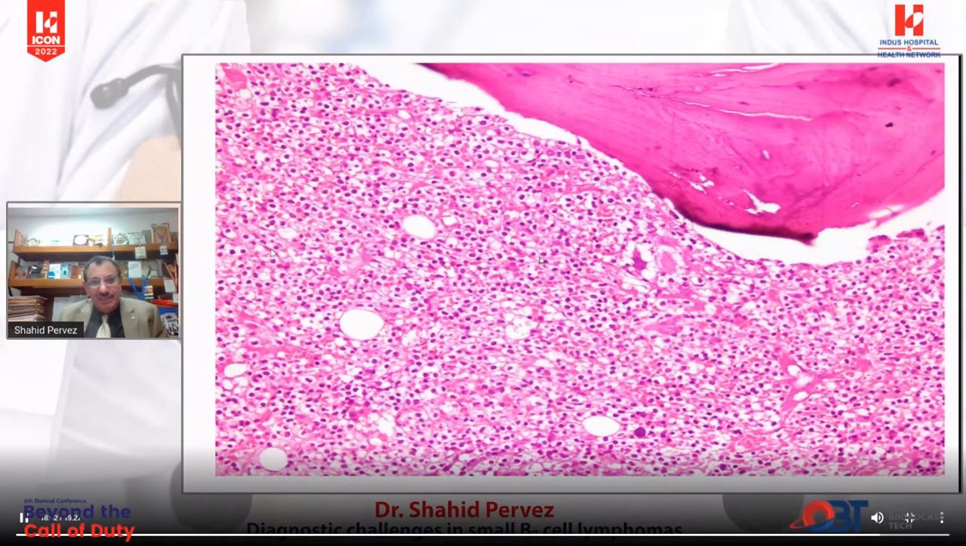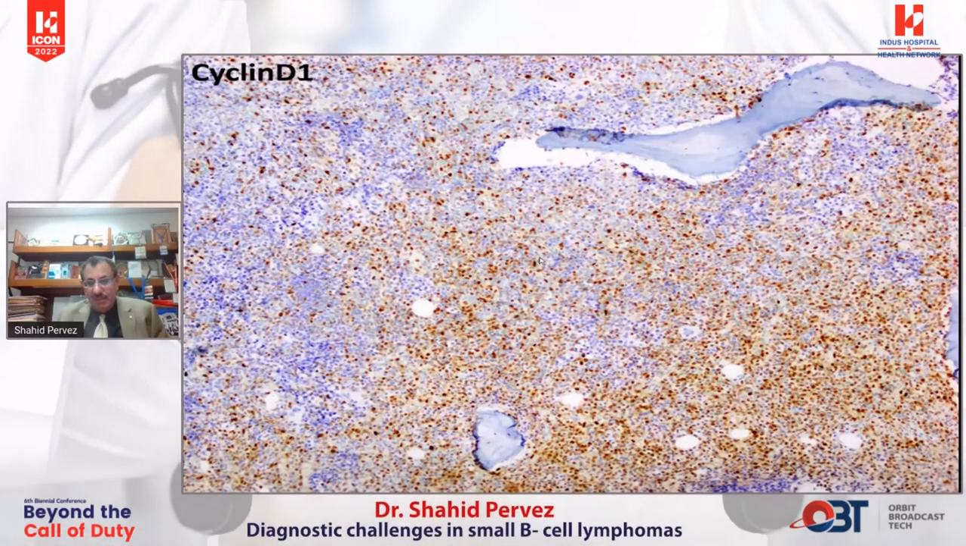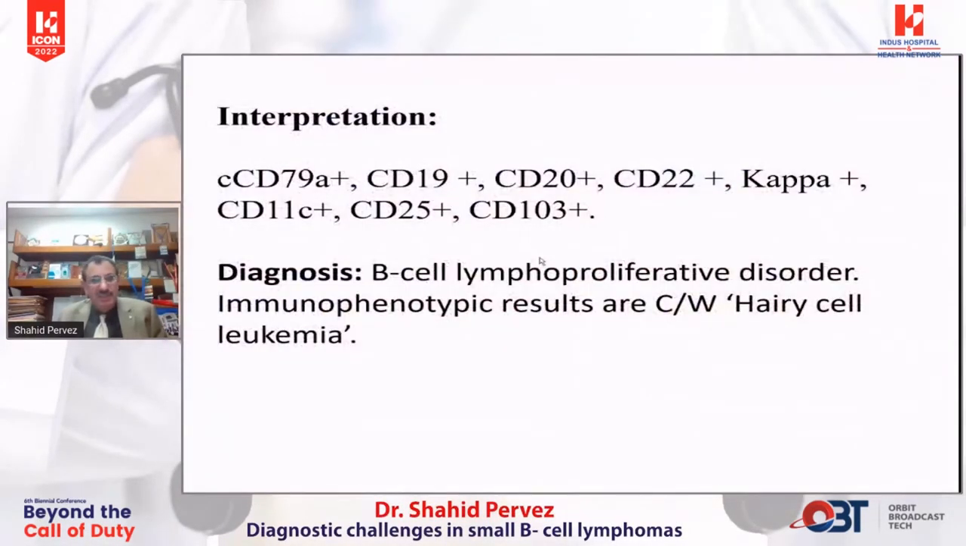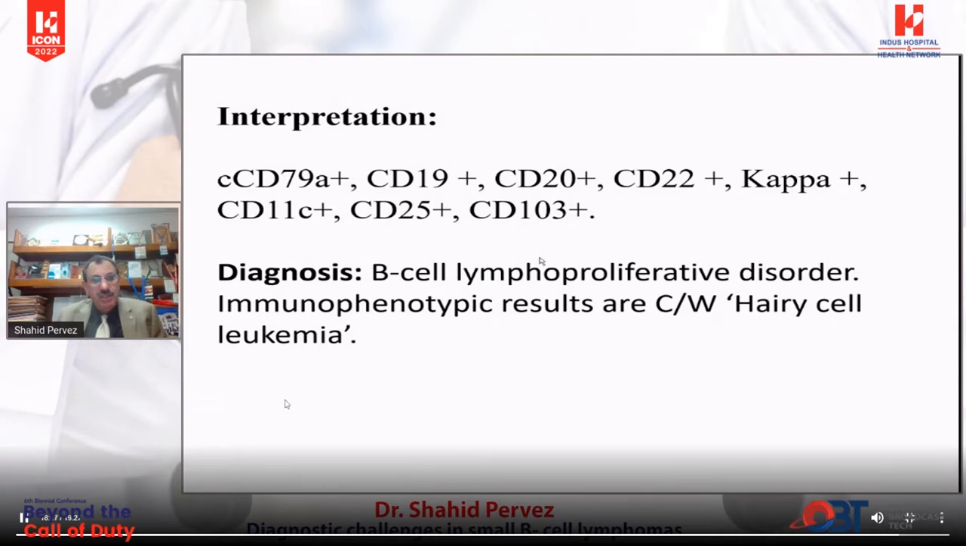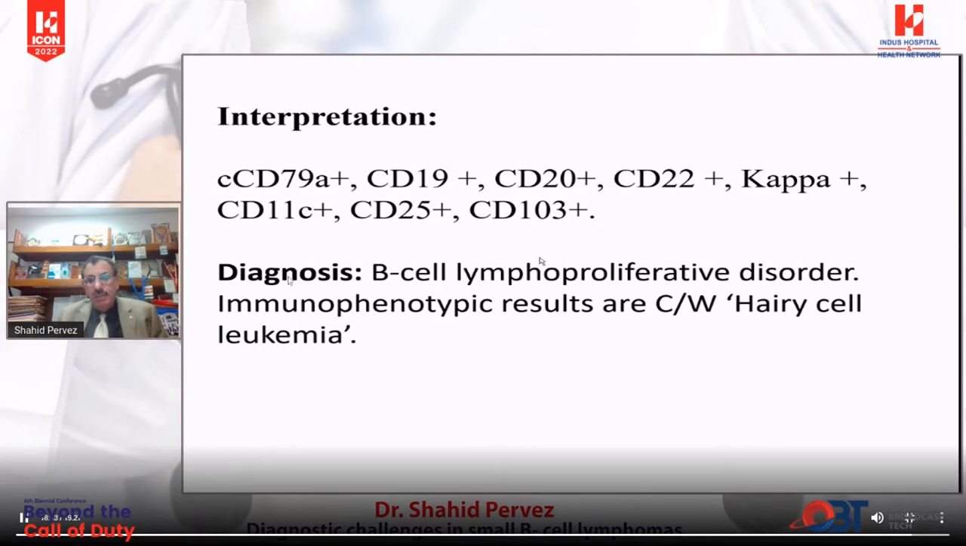realize that this is the so-called fried egg appearance, right? And this is again cyclin D1 positive, right? But this was CD5 negative and some other markers positive. So 79A positive, 19 positive, 20 positive, 22 positive, kappa light chain restriction, 11C positive, 25 positive, 103 positive, and this was CD5 negative. So this is consistent with hairy cell leukemia. Remember that in about 80% of cases of hairy cell leukemia, cyclin D1 comes positive. However, besides markers like CD11C, 25 and 103, one important thing is that they are CD5 negative, while mantle cell lymphomas are CD5 positive.